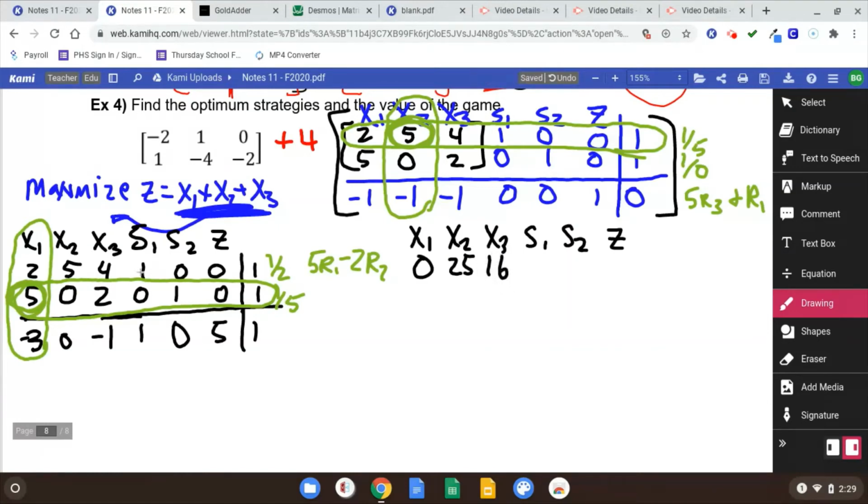5 of these is 5 minus 2 of these is 0. 5 minus 0 is 5. 5 of these is still 0, minus 2 of these, that's 0 minus 2 is -2. 0 minus 0 is 0. 5 of these is 5, minus 2 of these is 2, 5 minus 2 is 3. Okay. The circled row can stay the same.